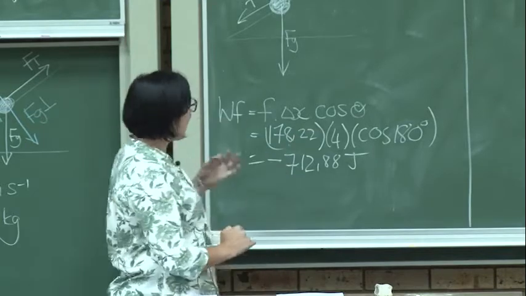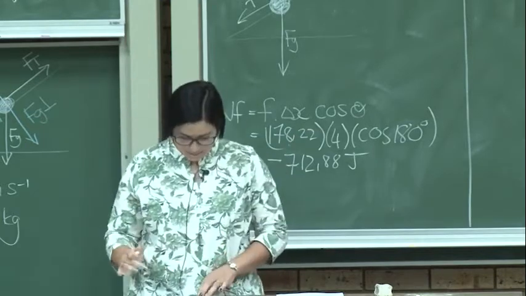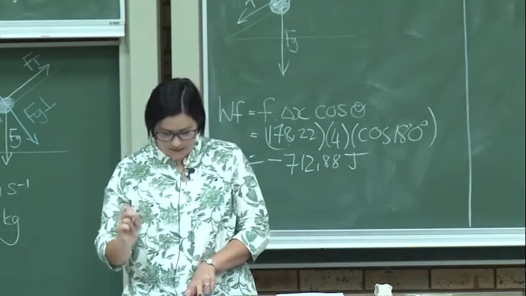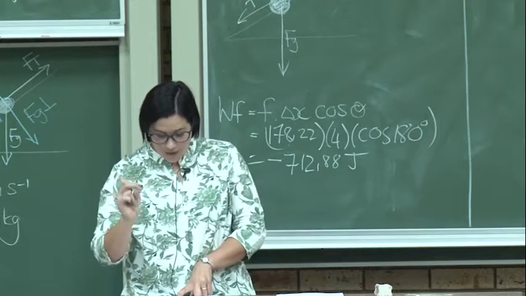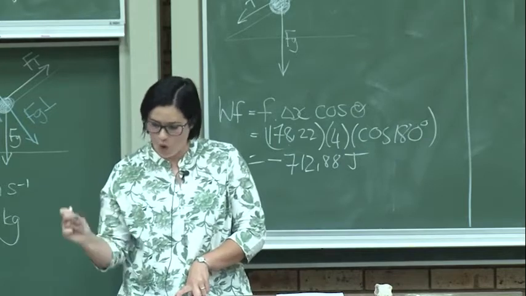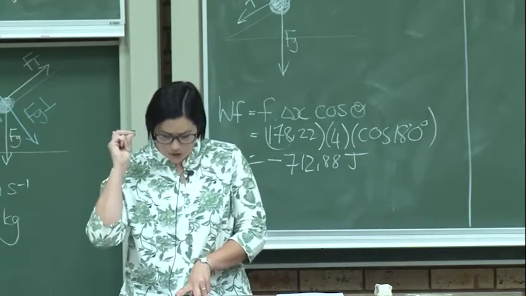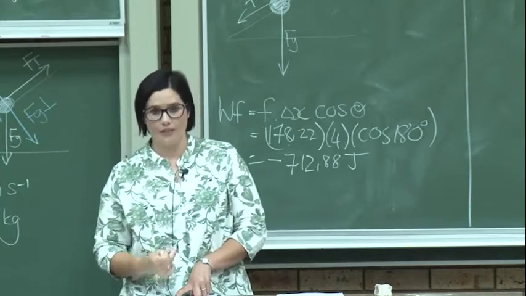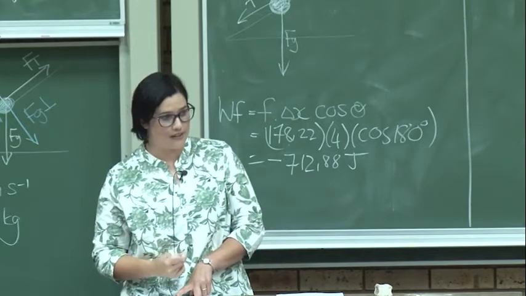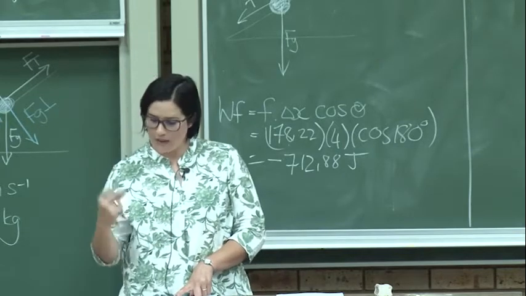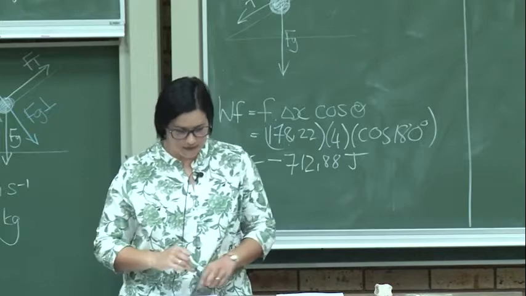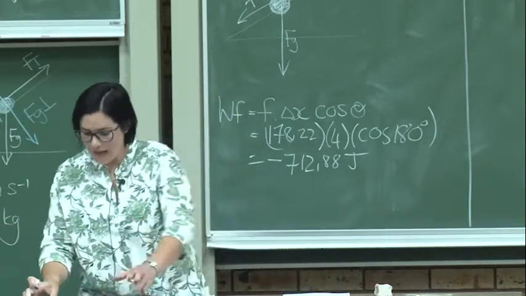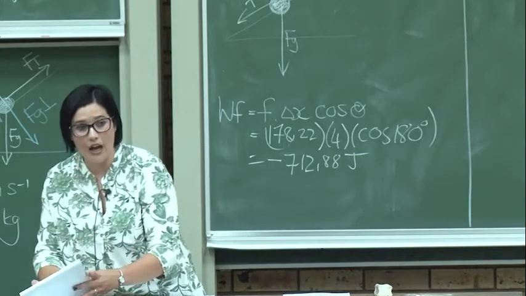Now, the next question: use energy principles to calculate the speed of the box after it has moved 4 meters. What do I need to calculate? V final. That is what I need to calculate. Do I have the initial velocity? Yes. The initial velocity was 0. So again, I have 2 options.